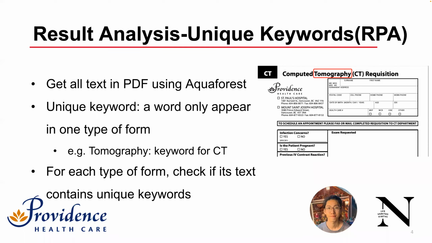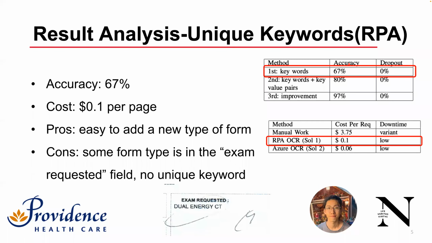And for each type of form, we check if the text contains its unique keywords. If it does, we'll save the PDF to the corresponding folder. And as a result, the accuracy of this solution is around 67%. And for the cost, it's about 10 cents for each page, which is much lower than the cost of manual work. And the advantage of this solution is scalability.